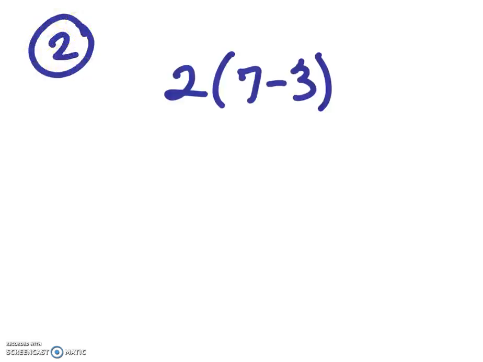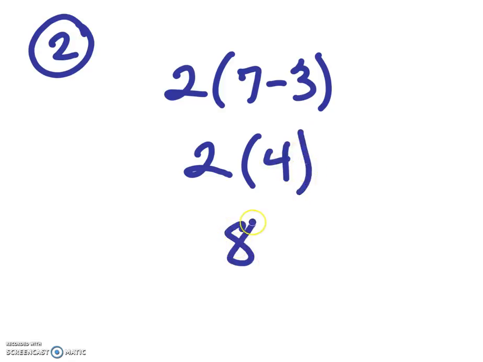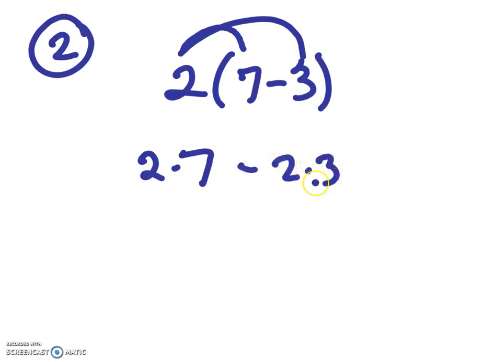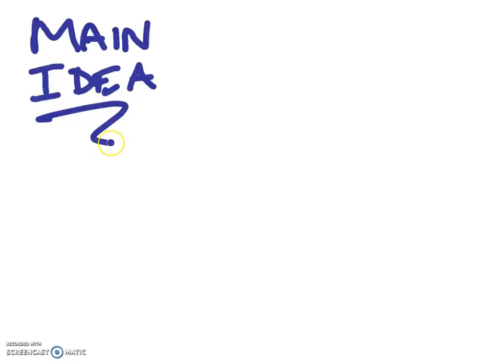Math concept 2. 2 times the quantity 7 minus 3. I look at this and say, well, that is like 2 times the quantity 7 minus 3, that is 4, so this equals 8. Using the distributive property, we could also do it this way. 2 times 7 minus 2 times 3. This is 14 minus 6. 14 minus 6 is 8. Same answer.